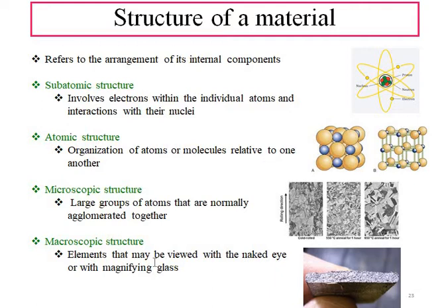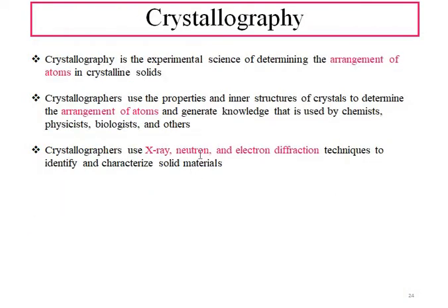That means here we use our naked eye or a higher magnifying glass to evaluate the structure or the arrangement of any element. Okay, so that's what the structure of a material deals with. And next is crystallography. Crystallography is the branch which deals with the arrangement of the atoms within a crystalline solid.